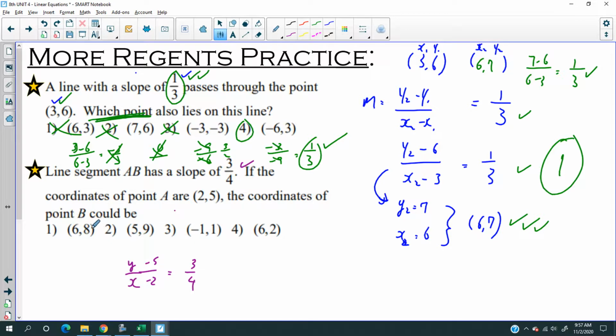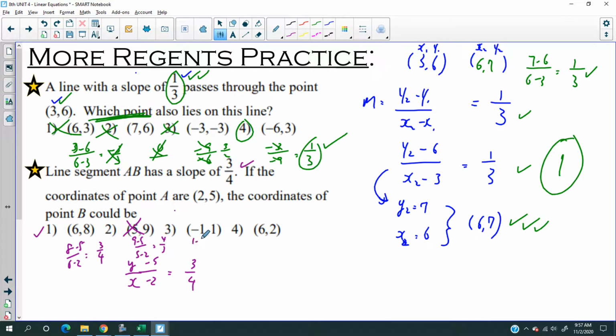Okay, so let's try this. We have 8 minus 5, so I'll write it like this, okay? And I got 6 minus 2. I think that's the answer already. Yeah, that's 3/4. Okay, let me just check the rest. Sometimes that's too good to be true. So 9 minus 5, and then 5 minus 2, right? That's 4/3. Nope. All right.